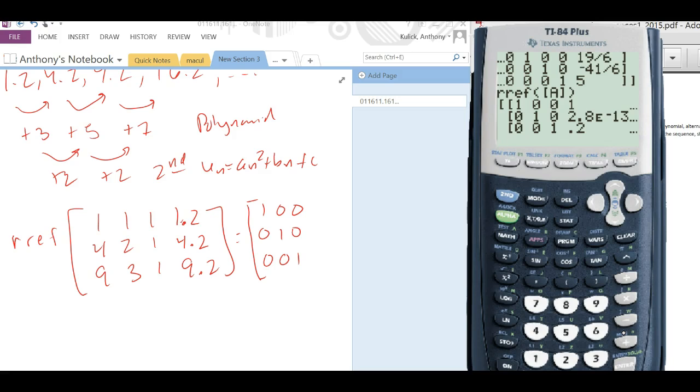And so this is an interesting answer. So notice I get this 1.2 e negative 13. Well, that means 2.8 times 10 to the negative 13th. So that's decimal point, 13 zeros, and then a 2.8. That's basically the same thing as 0. I'm just going to write it as 0. It's really kind of like an artifact of the calculator's rounding system. So this tells me that I have u sub n is n squared plus 0 plus 0.2.